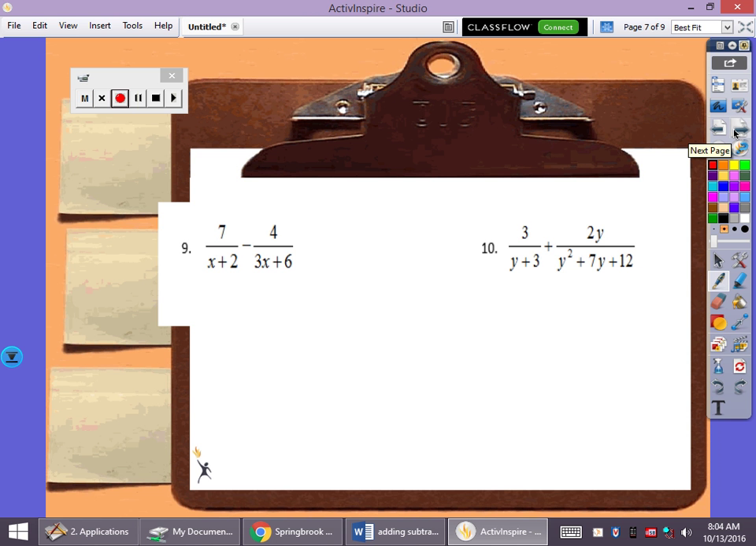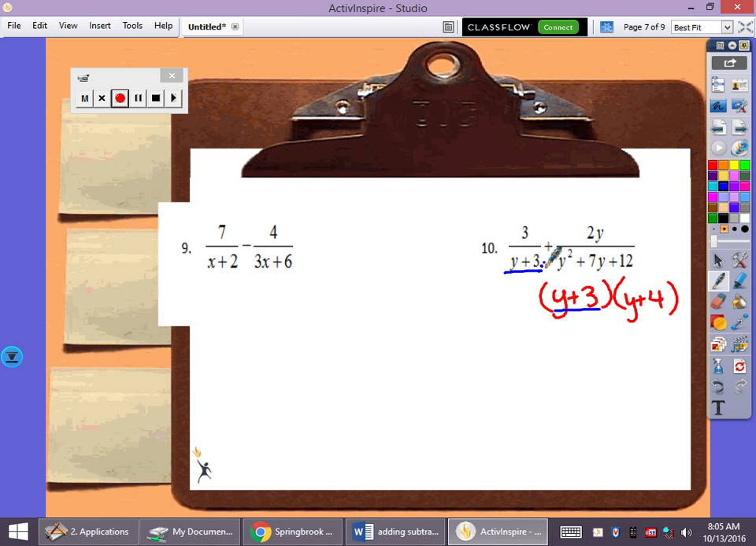Let's do number 10. Okay? Number 10. All right, so what am I going to do first? Factor this trinomial, which ends up being y plus 3, y plus 4. Yes? Okay, can I use that as a common denominator? Yeah, it works out perfectly because this matches this. So I just has an extra tag along. So this guy needs the extra tag along.